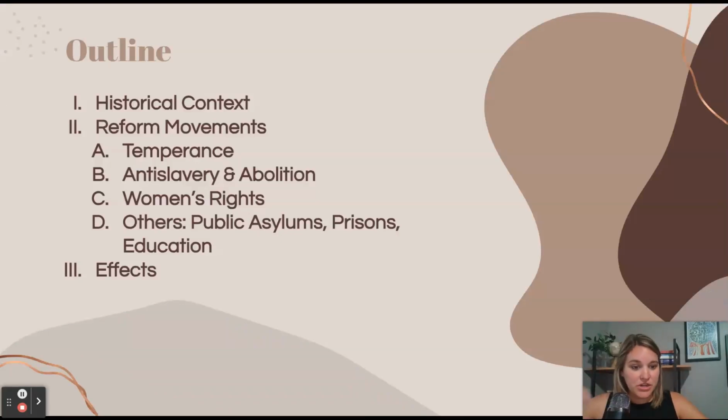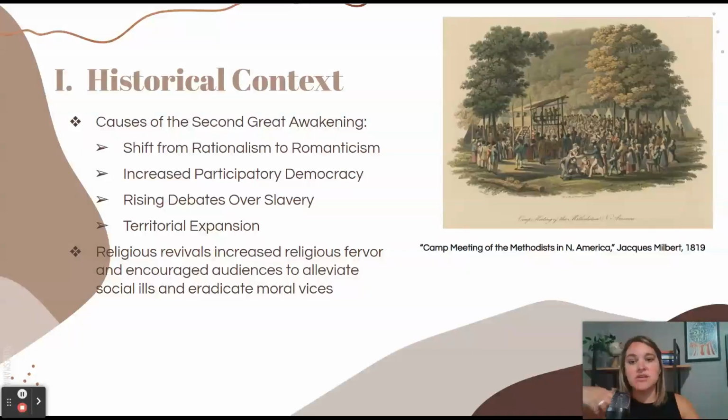So, to jump in, we're going to do a little historical context, a little review of what's causing the reform movements. We're going to dive into the specifics of a few of them and then go over the effects. So, for historical context, the main thing that you want to be aware of is how the Second Great Awakening led to reform movements. In this antebellum period, the time period before the Civil War, we see a rise of religious fervor.